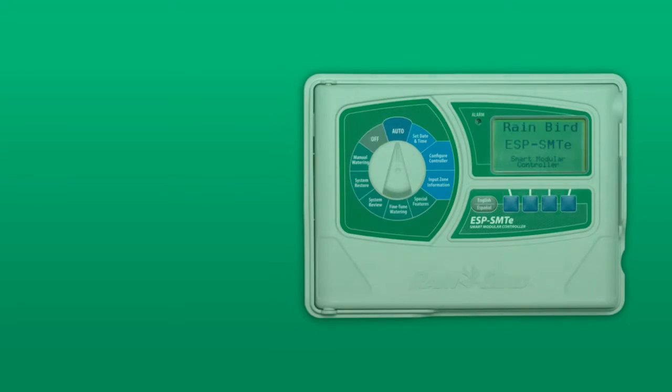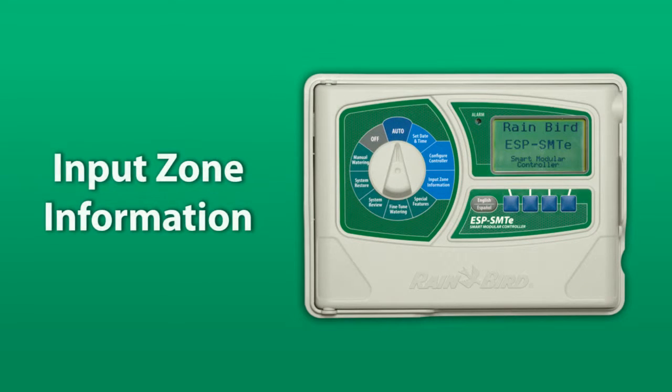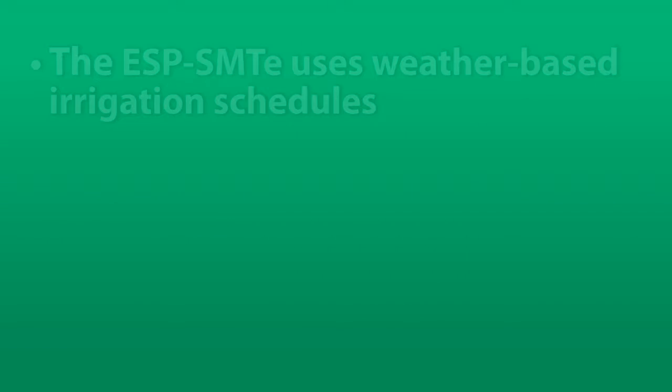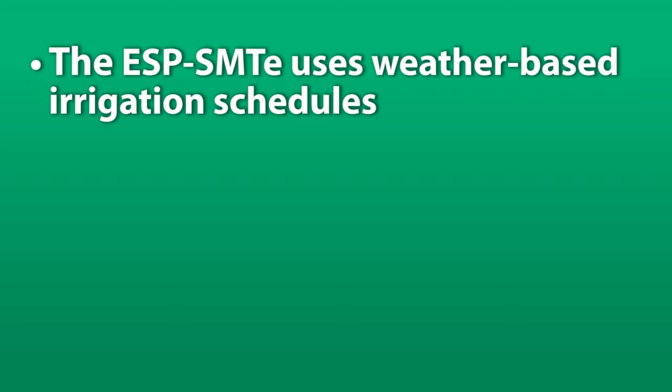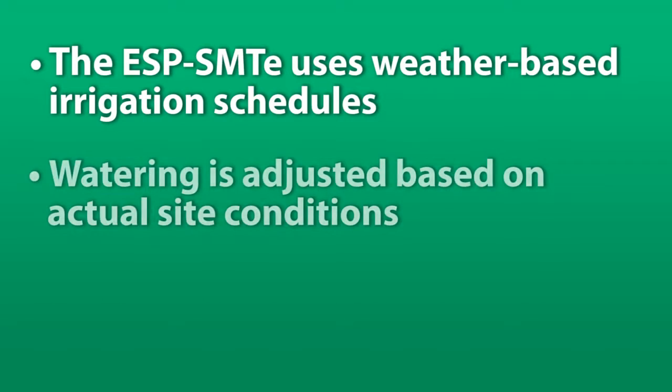In this short video, we'll show you how to set up input zone information settings on the ESP SMTe Smart Controller. The ESP SMTe Smart Controller uses weather-based irrigation schedules. Watering is adjusted based on actual site conditions that are unique to each zone.